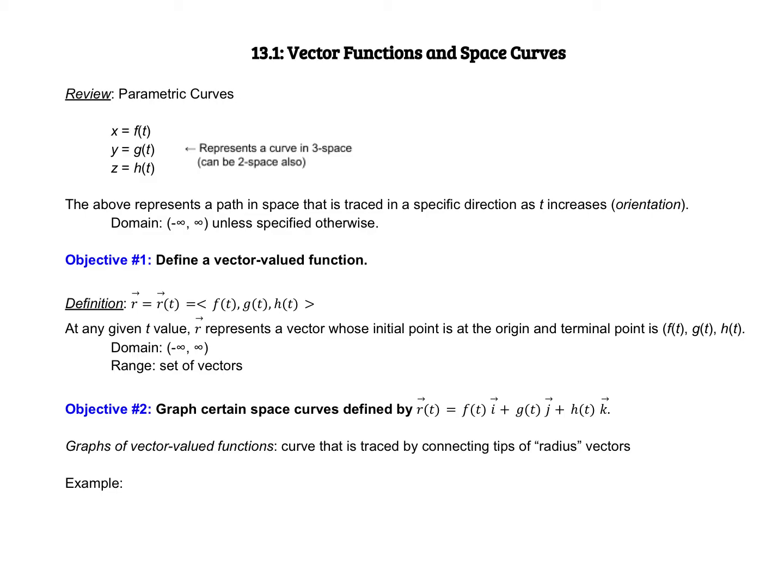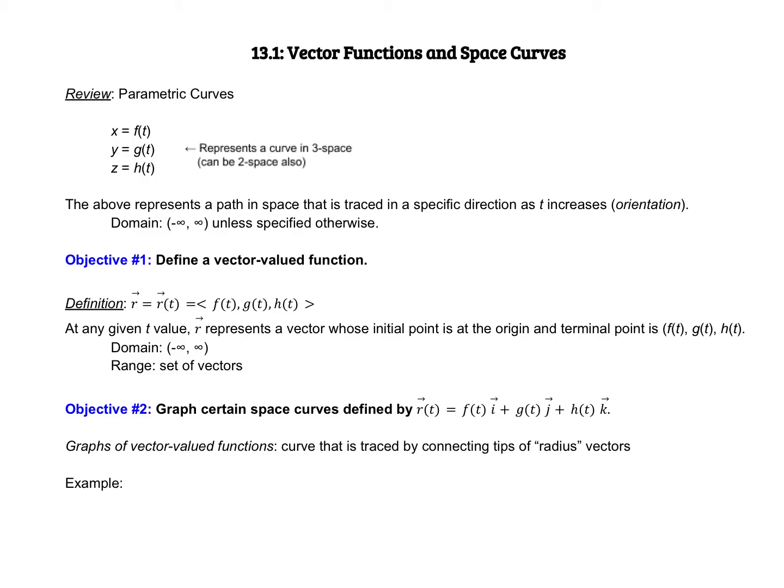So before we jump, though, into what is a vector function, we need to review parametric curves. And so we see that we can represent some curve in 3 space with a function for x, a function for y, and a function for z. And generally, our functions are in terms of some independent variable t, which often represents time. So this is a parametric curve in 3 space.